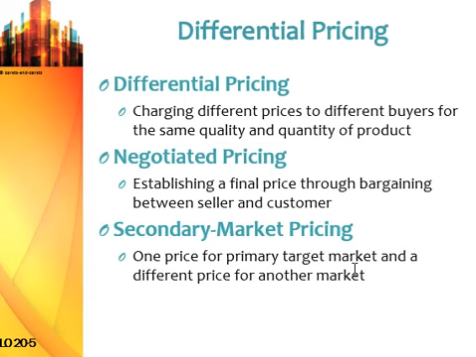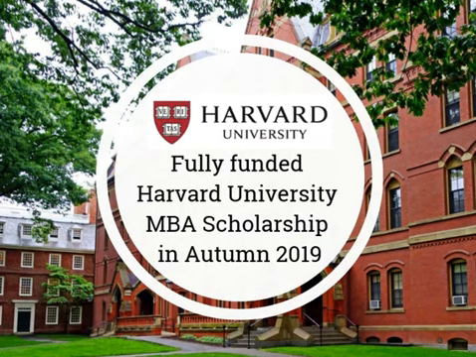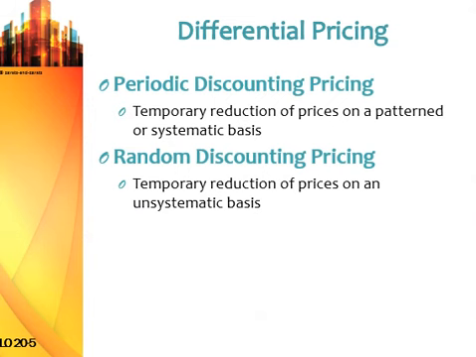Secondary market pricing is one price for the primary target market and a different price for another market, right? So sometimes the product may be adjusted a little bit. Companies use periodic discounting pricing, temporary reductions of price on a patterned or systematic basis, like, let's say, at the end of the year or the beginning of summer break. For example, many stores in the US apply this kind of pricing.